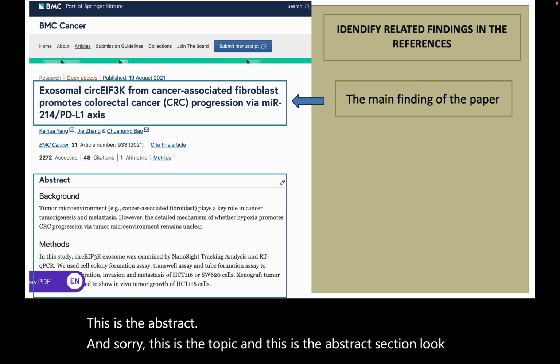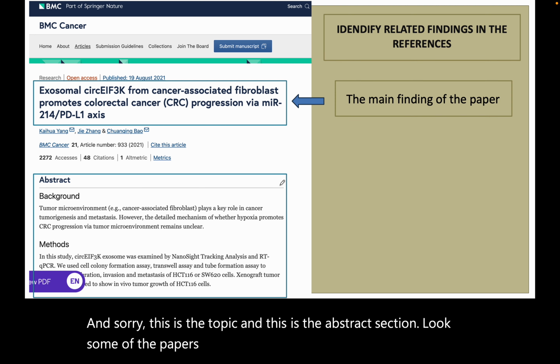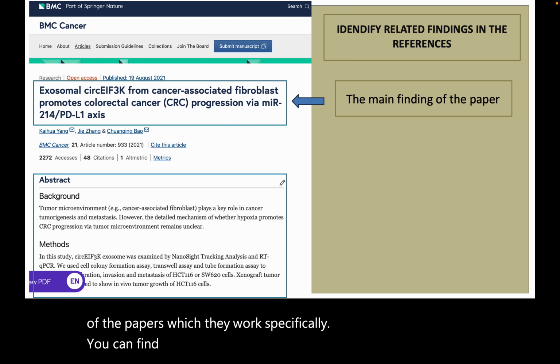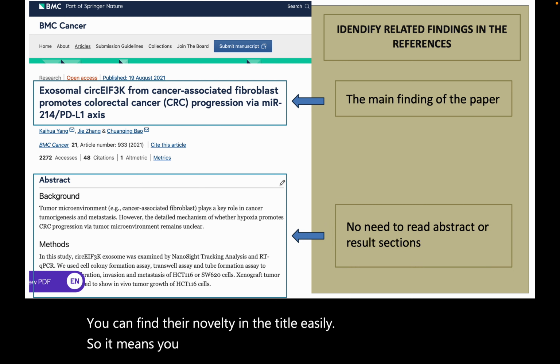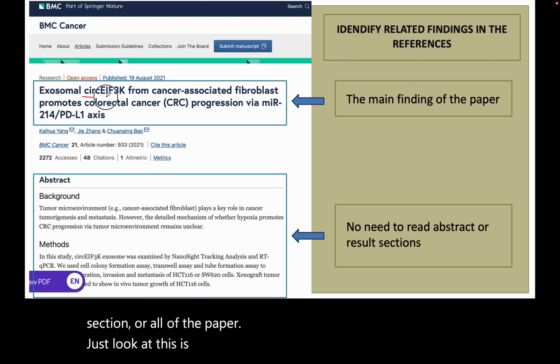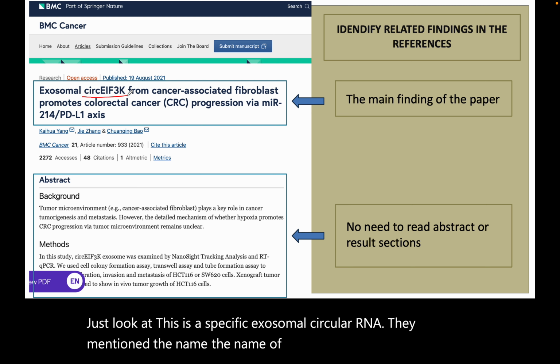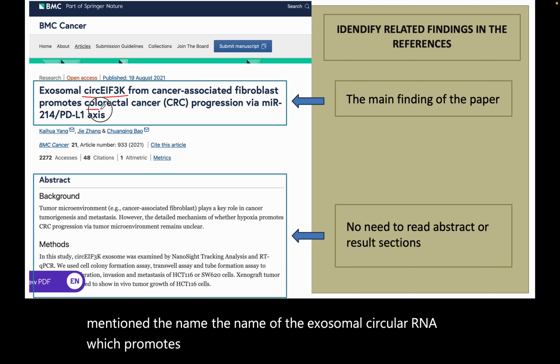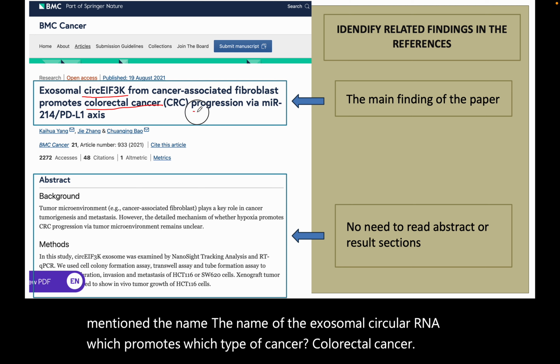Look, for some papers that work on something specific, you can find their novelty in the title easily. So it means you don't need to read the whole abstract, the result section, or the whole paper. Just look at this: this is a specific exosomal circular RNA. They mention the name of the exosomal circular RNA, which promotes which type of cancer? Colorectal cancer.